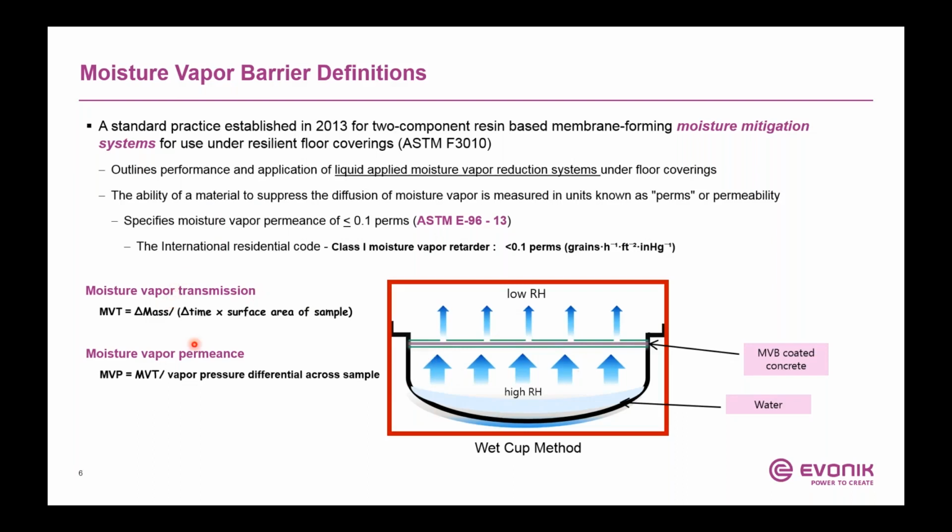What you're doing is measuring the moisture vapor transmission. You're looking at the mass loss, how much of the moisture vapor passes through, over time and over the surface area of the sample. That gives you the moisture vapor transmission. From that, you can calculate the moisture vapor permeance by dividing the moisture vapor transmission by the vapor pressure differential across the sample. This is how you measure the permeance.